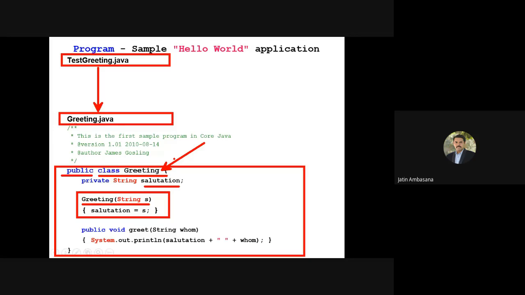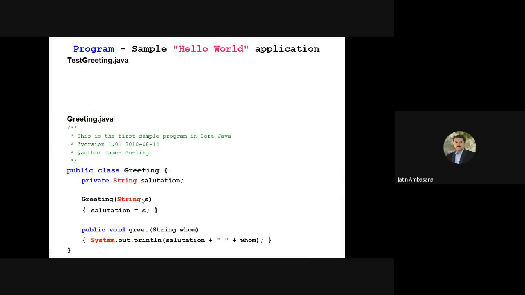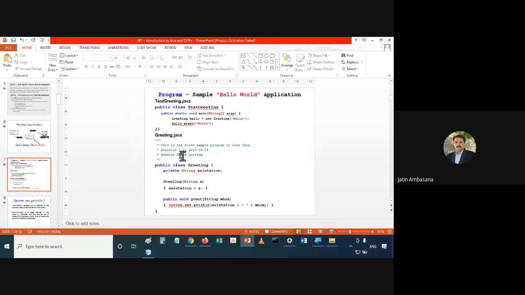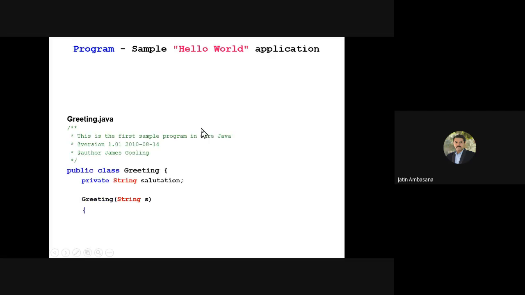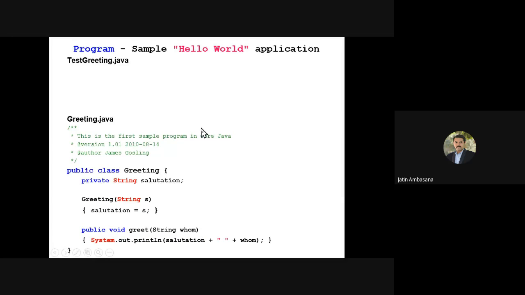a new greeting object is created, right? The string that is passed, the parameter that is passed to it, is assigned to the salutation. So while creating the object of this greeting class, you assign the value to the salutation variable, and then there is a greet method where you pass some name, and that name will be printed with the salutation. Okay. And this code will be accessed in test greeting.